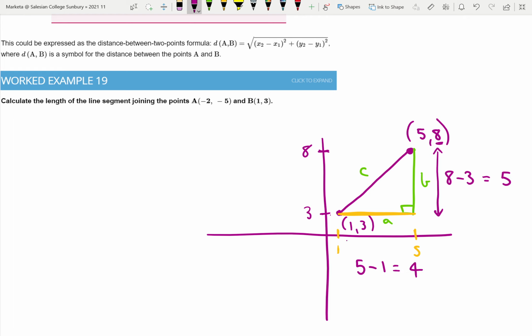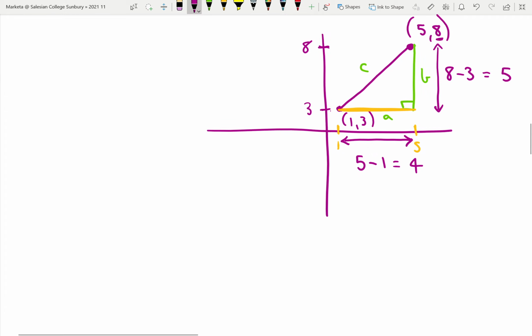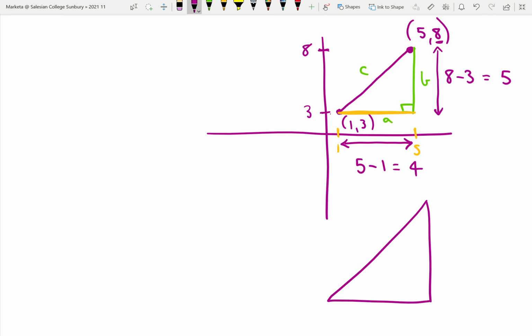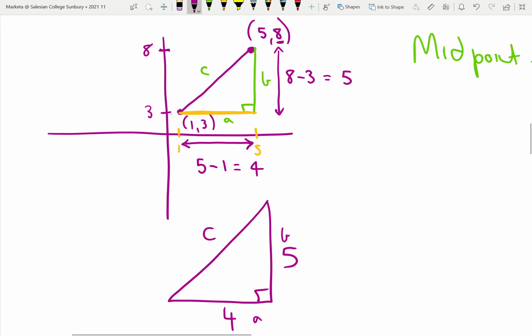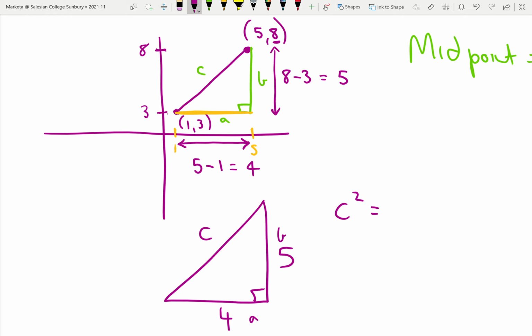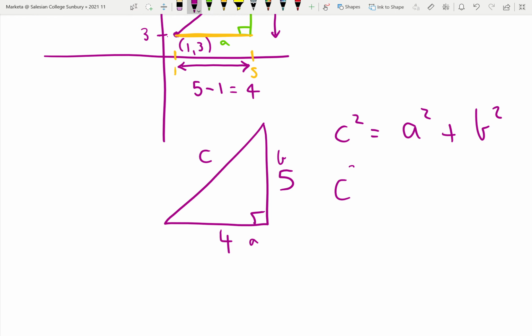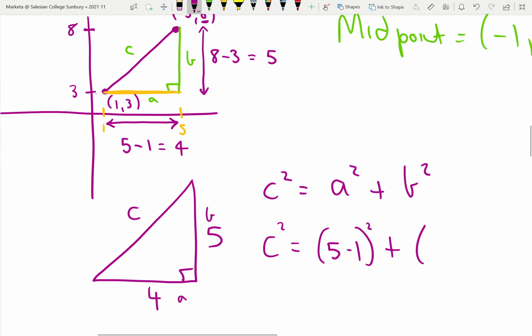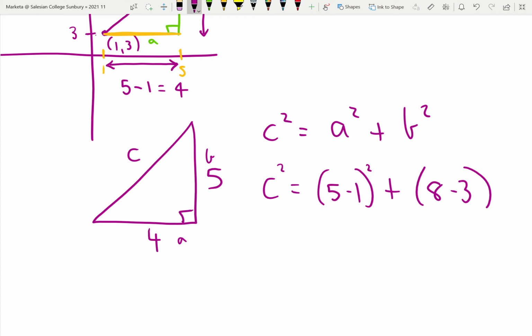So I'm just going to take that triangle out. And I can then say, this is 5 and this is 4, and then I need to find C, so A, B and C, and then of course C squared equals A squared plus B squared. So now I get C squared equals A, which we found from 5 minus 1 squared, plus B squared, which we found from 8 minus 3. And C is our distance.